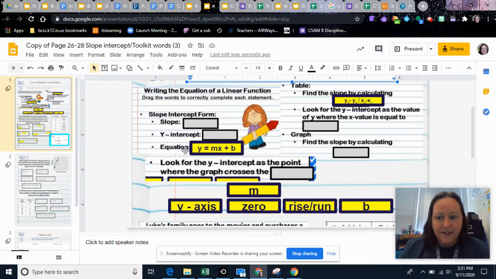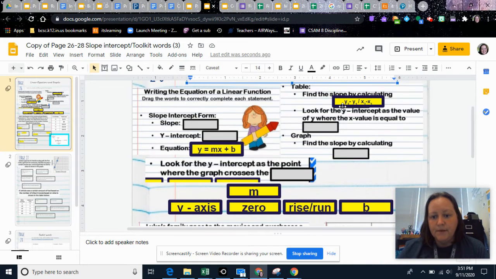And so I've done a couple for you. The equation for slope-intercept form is y equals mx plus b. Now thinking back to what we did last week, hopefully you know which one is m and which one is b. One of them will be slope and one will be y-intercept. When you're looking at a table, you can find the slope by doing the change in y, which means subtraction, over the change in x. But then it says look for the y-intercept of the value of y, where x value is equal to what? So what is the x value when you're trying to find the y-intercept?